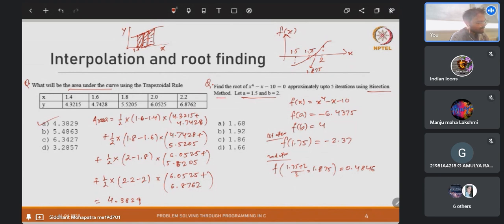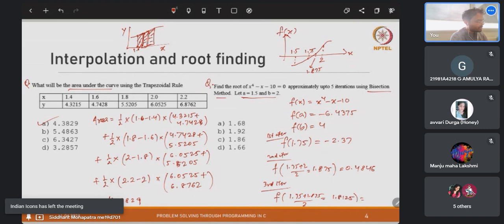Using that, we will again do a bisection. That is 1.75 plus 1.875 by 2, so you have to calculate the value at that point, which is basically 1.8125. So f of 1.8125, you calculate this value and you will get something.